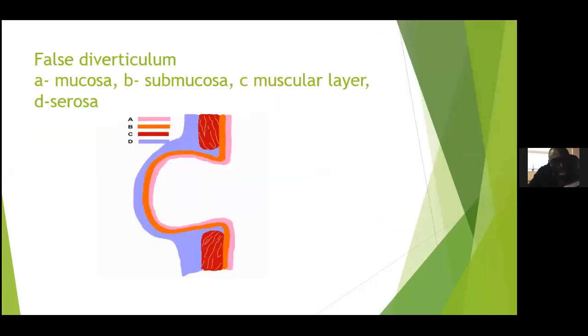This is just a typical way it appears. You see the muscle, but the mucosa and the submucosa herniate through, and what covers the outside is the serosa, and the muscle is not part of the herniation. This is the typical false diverticulum that we see in the colon.